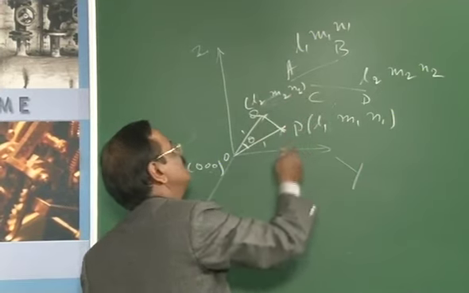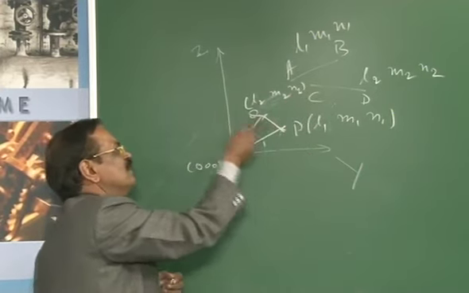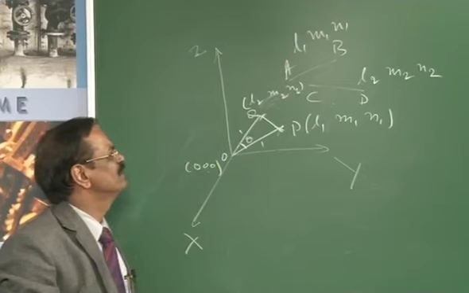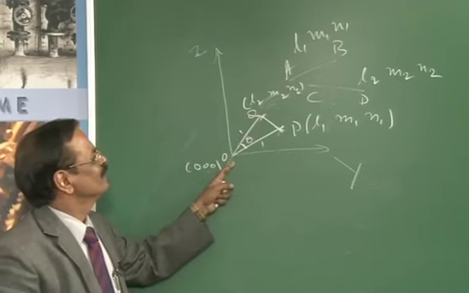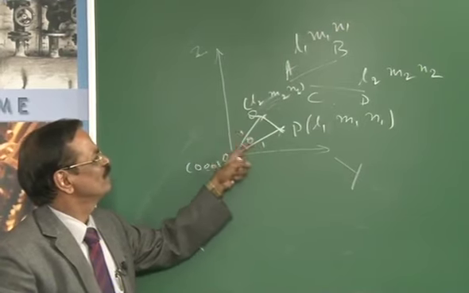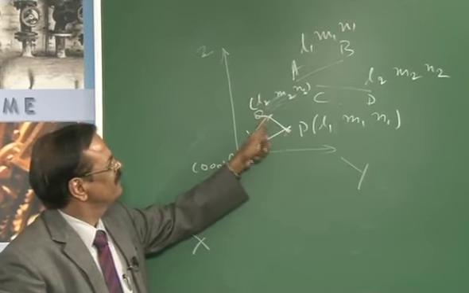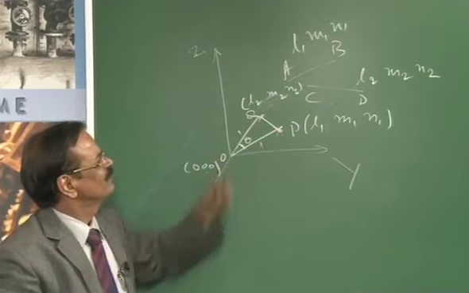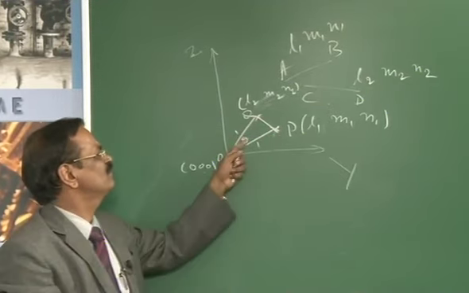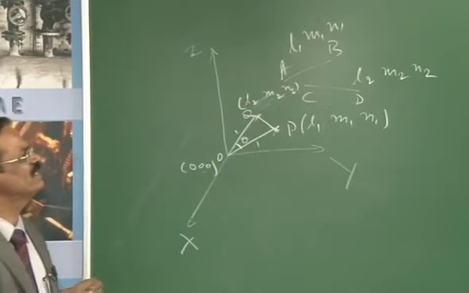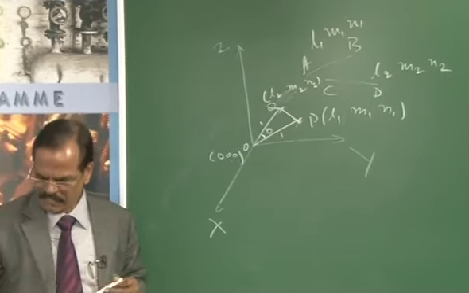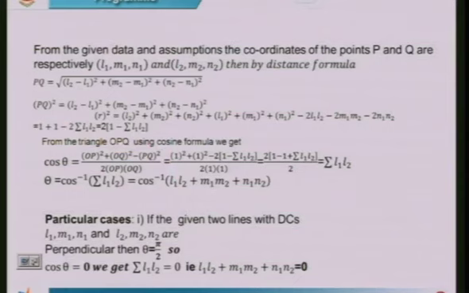Because L, M, N are known and the distance is known, I can write the coordinates of these 2 points. Now observe, this is a triangle where these 2 sides are known, 1 unit. Suppose if I get the side PQ, then I can go for the cosine formula to find the angle theta. And here to find PQ, we go for the distance formula, as I have explained.